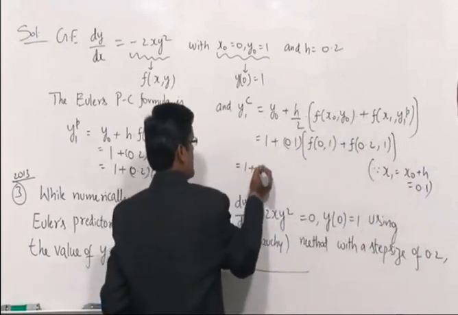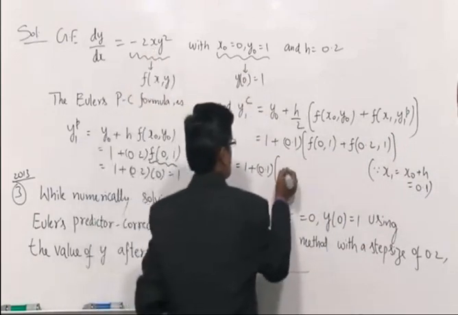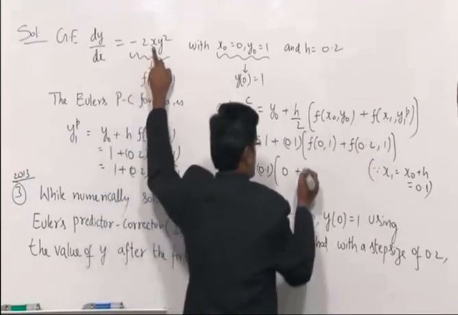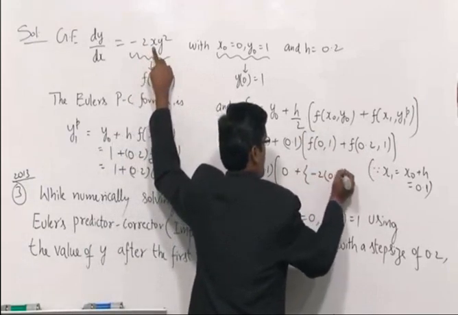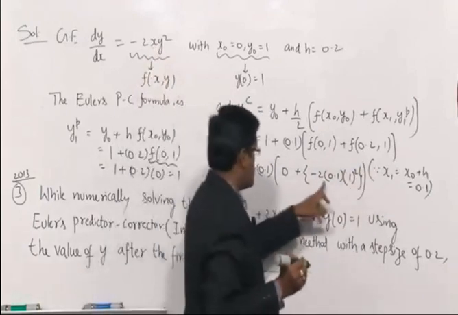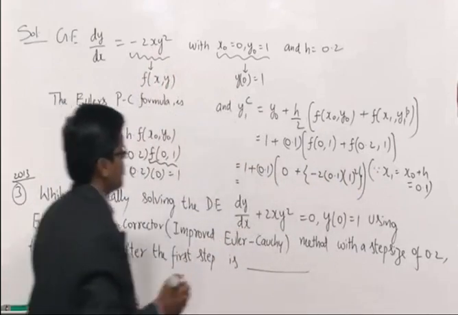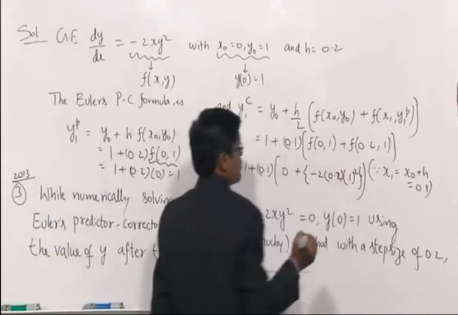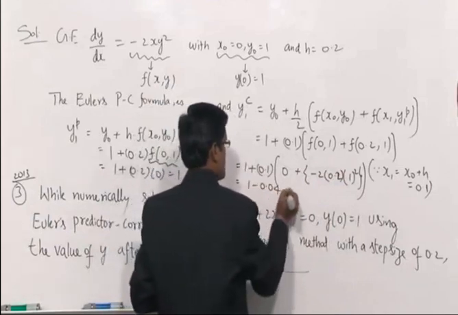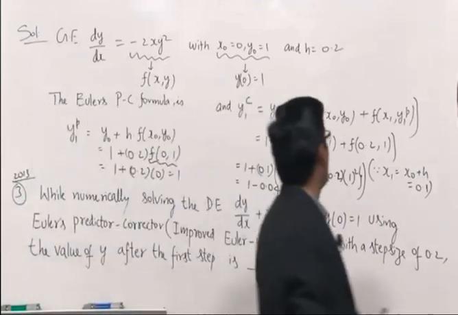Now this is equal to 1 plus 0.1. First f of 0 comma 1, that means in f of xy put x0 y1, which simplifies to 0, plus f of 0.2 comma 1, in this put x is equal to 0.2, y is equal to 1. So minus 2 times 0.1 times y square, 1 square. So this simplifies to minus 0.2 into 0.1. This is 0.2. Minus 2 into 0.2 minus 0.4 into 0.1 is 1 minus 0.04. This simplifies to 0.96. So that is the value of y at x is equal to 1.